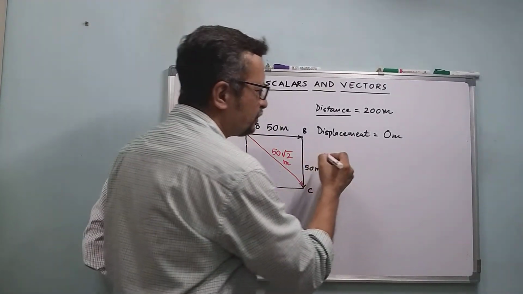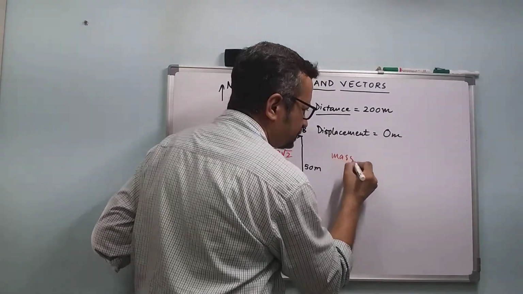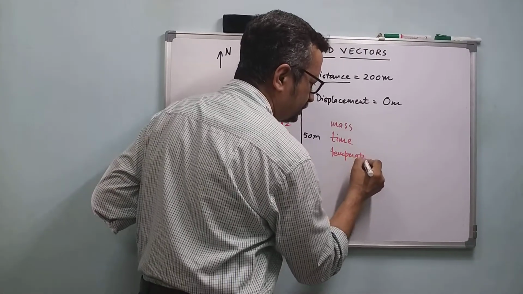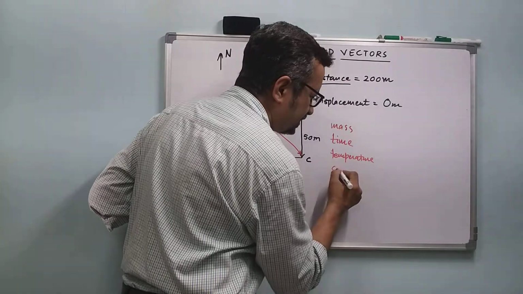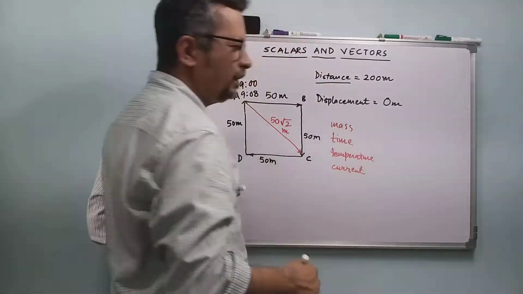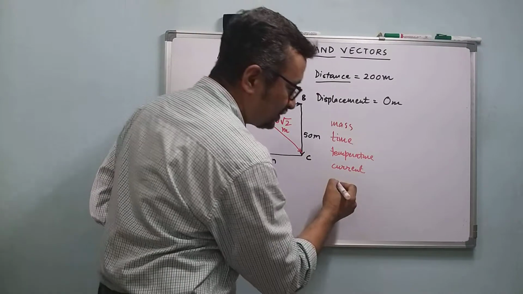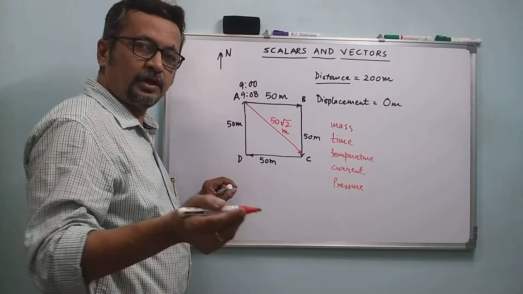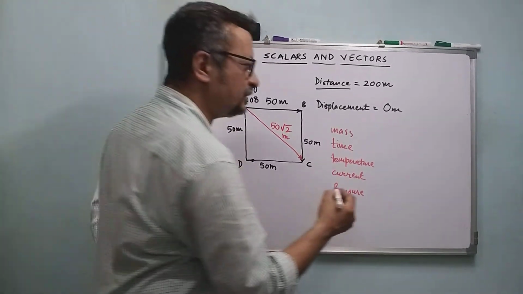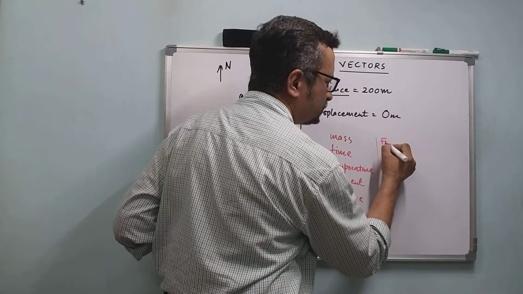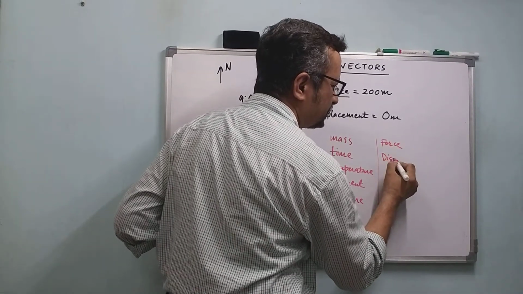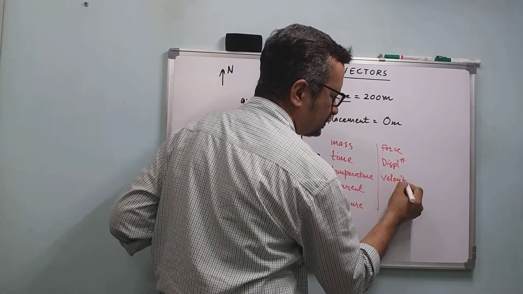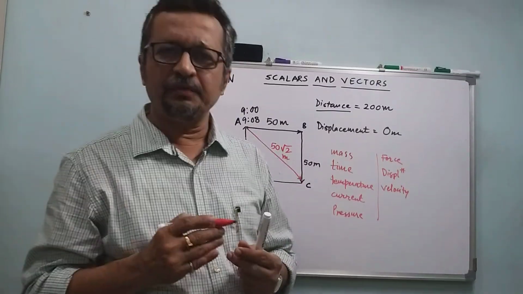Now some examples of scalars are mass, time, temperature. Even current is a scalar quantity. We are talking about these fundamental physical quantities, but then quantities like pressure, energy, or work done, these are scalar quantities. But then on the other hand, I have force, I have displacement, then I have velocity. These are a few examples of vector quantities.